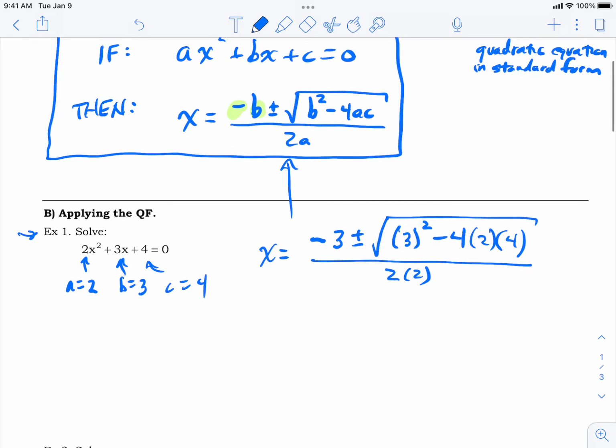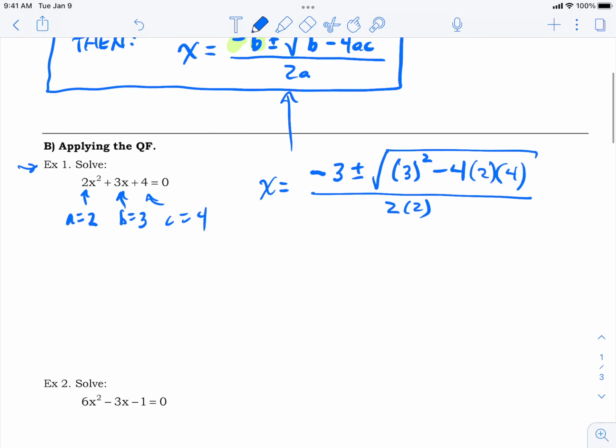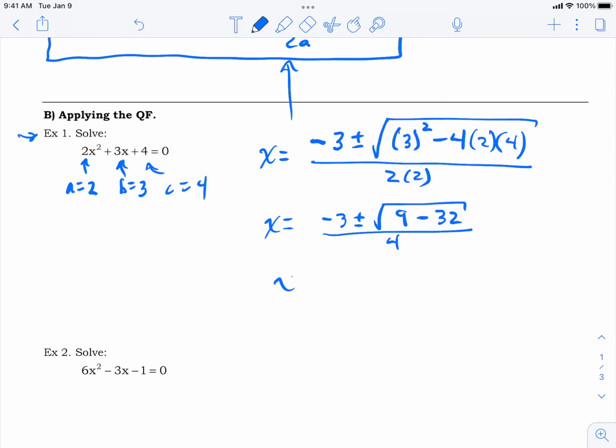Okay, cool. So all I did is I put all the numbers in their place. Now we should sort of boil it down. So I got a negative 3, I got a plus or minus, I got a, what's this now? 3 squared is a 9, minus 4 times 2 is 8, 8 times 4 is 32, so it looks like that, and that's all over 2 times 2. We're almost there, folks. So negative 3 plus or minus, now 9 take away 32 would be a negative 23, and that's all over 4.